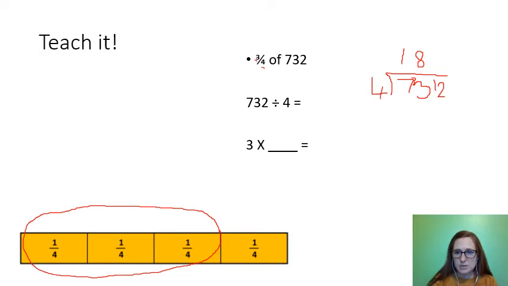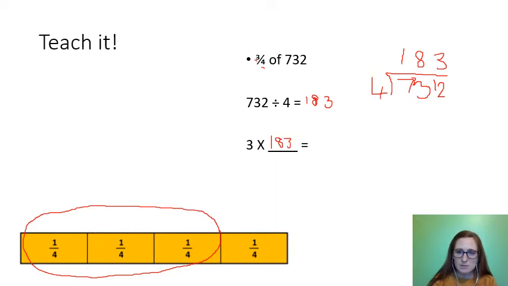Now how many 4s in 12? 4, 8, 12. Got 3. So I can put in 183. Oh wow, that's a messy 8. 183. So 1/4 is 183, but I want 3 of those quarters.